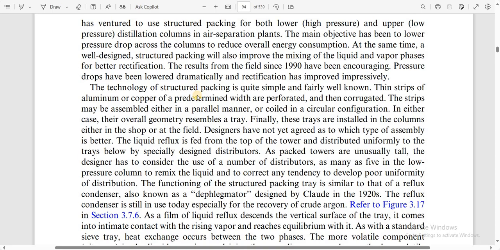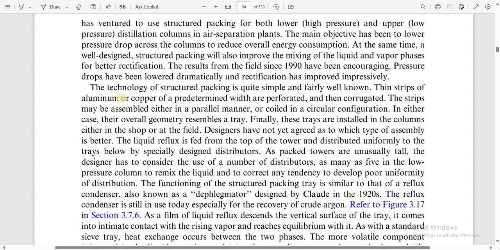The technology of structured packing is quite simple and fairly well known. Thin strips of aluminum or copper of a predetermined width are perforated and then corrugated. The strips may be assembled either in a parallel manner or coiled in a circular configuration. In either case, their overall geometry resembles a tray. Finally, these trays are installed in the column either in the shop or in the field. Designers have not yet agreed as to which type of assembly is better.